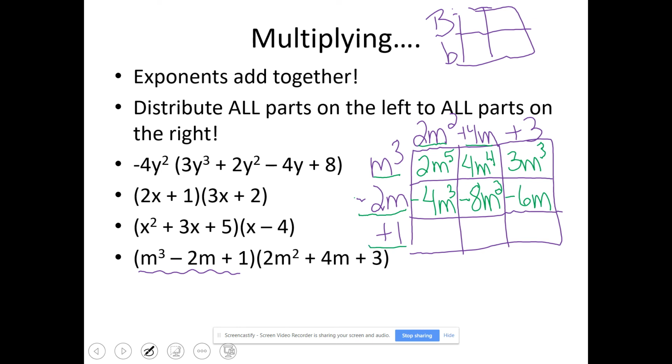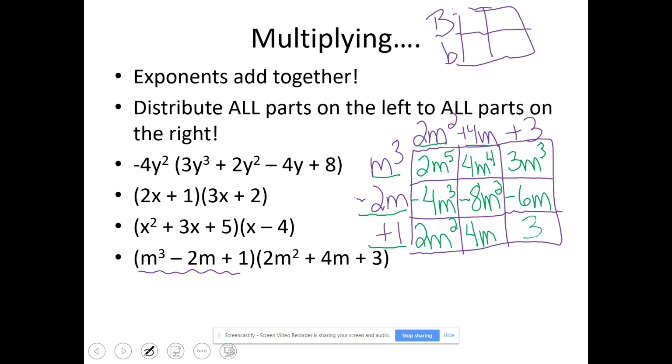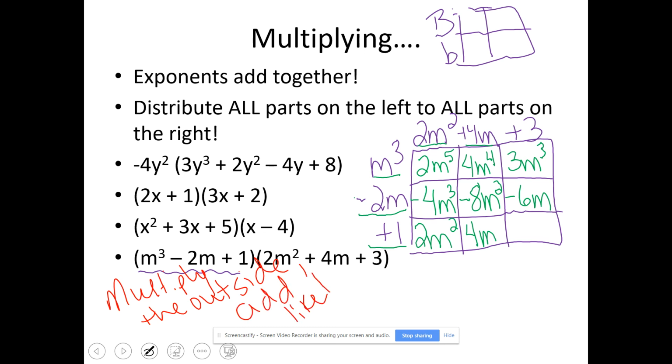Then we're in our last row. 1 times 2m squared is 2m squared. 1 times 4m is 4m. And 1 times 3 is 3. So multiply on the outside, add like terms inside. So I think of these as little addition signs in here.